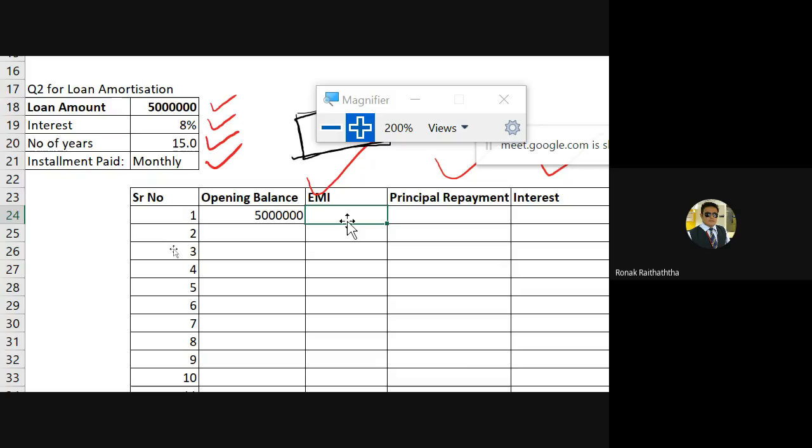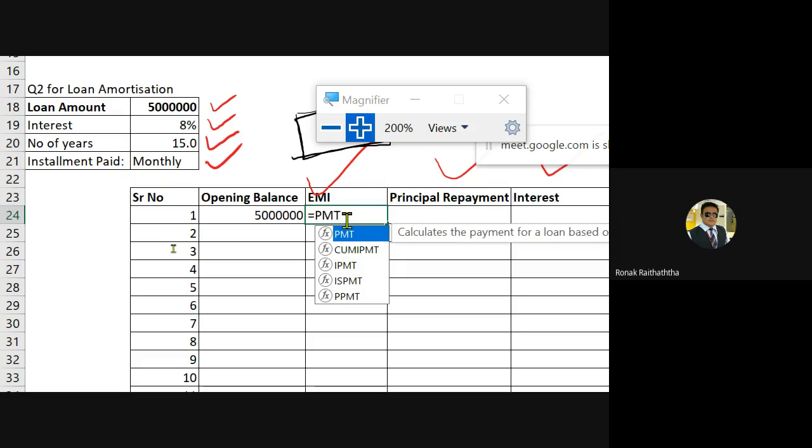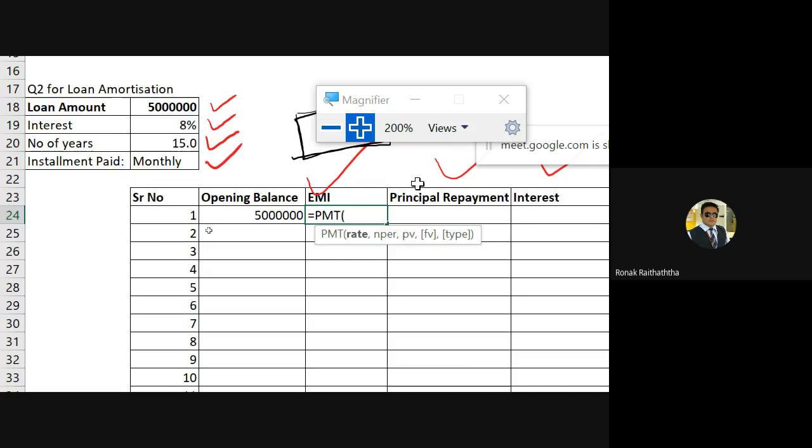Now on the special request of Mr. Manish, he said that, sir, we want to do the referencing rather than inserting directly in the formulas. That is also perfectly fine. Let's use the referencing now. So for EMI we have the formula of PMT. So opening the bracket now. First one is the rate. Rate is 8%. Should I do anything else in the 8%?